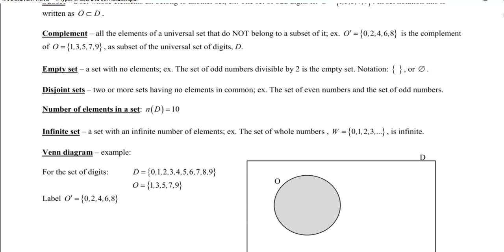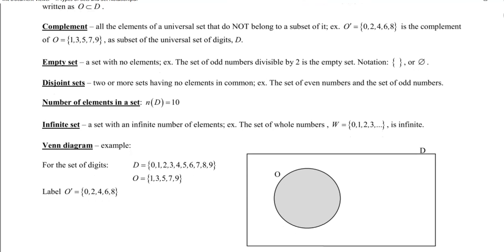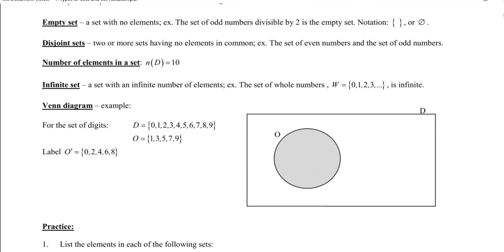A Venn diagram. So we have D, which is our universal set. What we do is we put that in a box, or a rectangle. We've got O, the set of odd digits. So basically, I want to take 0, 1, 2, 3, 4, 5, 6, 7, 8, 9 and place them in this set. And it says label O prime. So we're going to create another circle, call it O prime, and now we're going to put the numbers in where they belong. So 0, does 0 go in O, O prime, or outside of both circles?